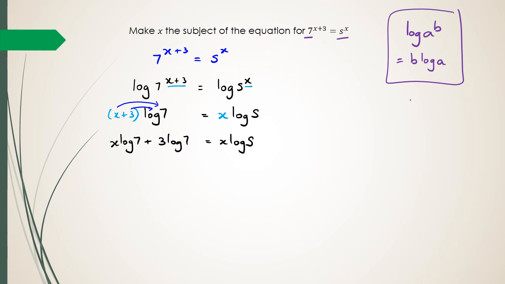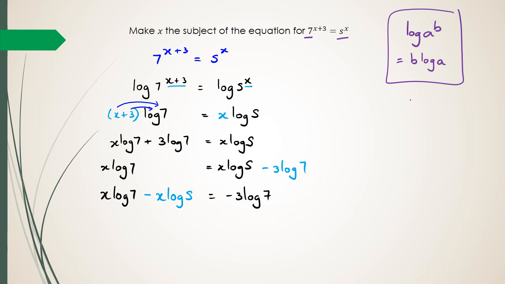So we're going to leave x log 7 here, and we're going to take plus 3 log 7 to the other side, which would become minus 3 log 7, and then shift the x log s back to the left hand side. That's going to look like minus x log of s. And all of this is equal to minus 3 log 7. At this point, you can see that x is a common factor for these two terms right here.